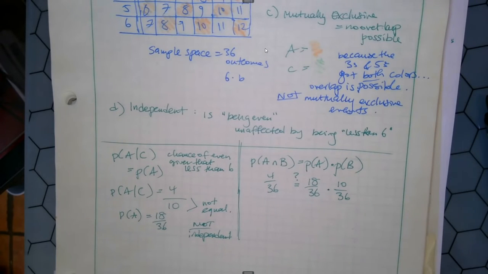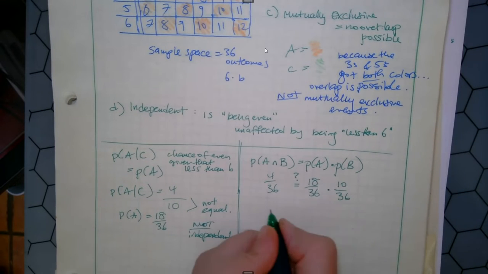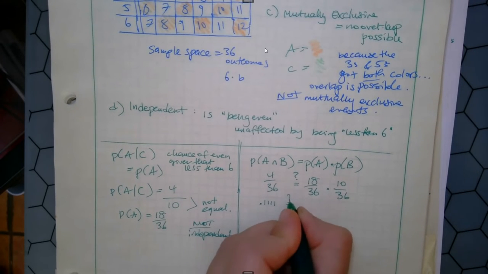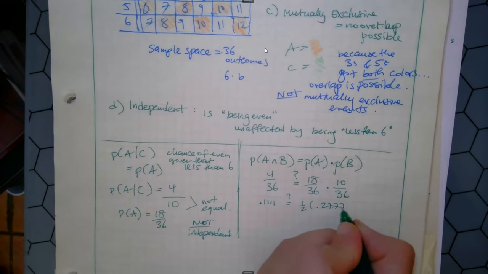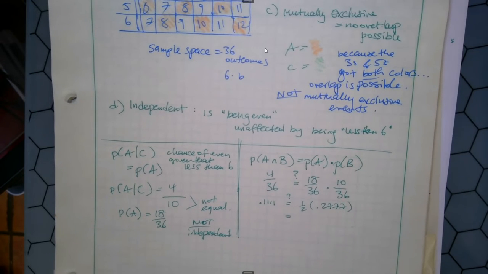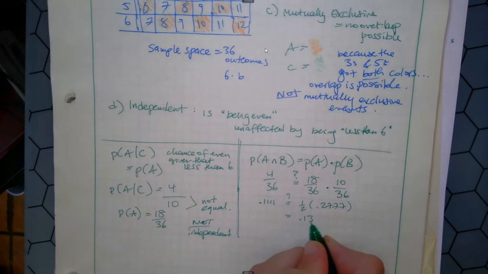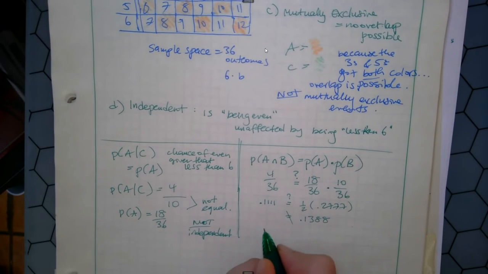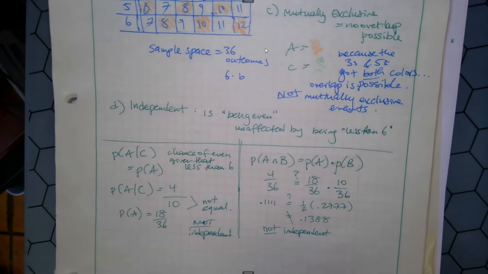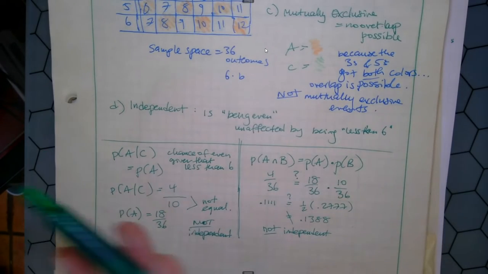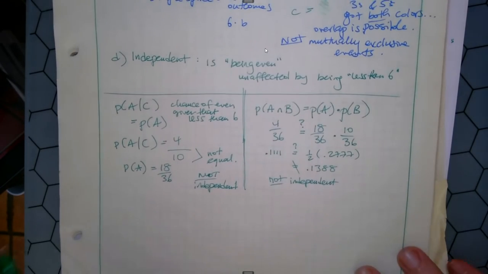I would just provide these numerically. So we have 4 out of 36, which is a really cool number as a decimal. 0.1111 repeated. Is this the same as a half of 10 out of 36, 0.1388? And the answer is going to be no. So not the same, therefore not independent. So knowing that something is less than 6 affects the chance of being even. That's what we found out. Therefore not independent. All right, E.